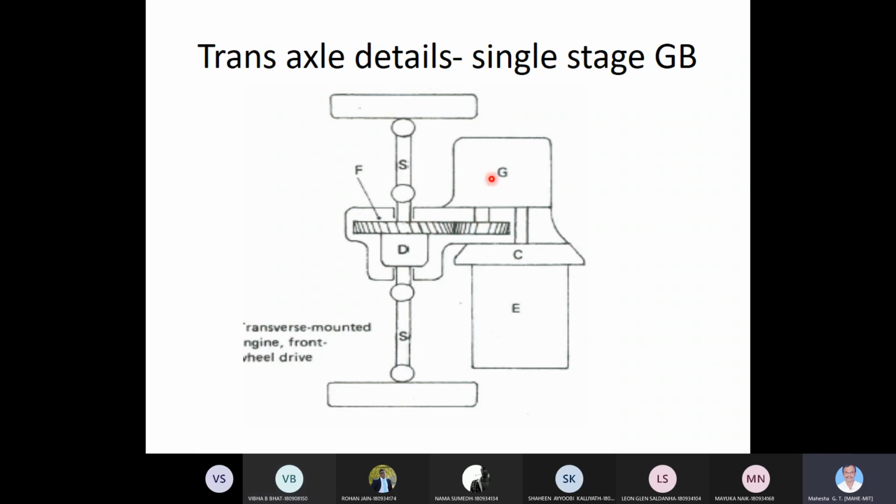OAGR. I think it's already defined earlier or not? Overall gear ratio. Others, don't you remember? We discussed this in transmission. It was last time. We don't remember, sir.